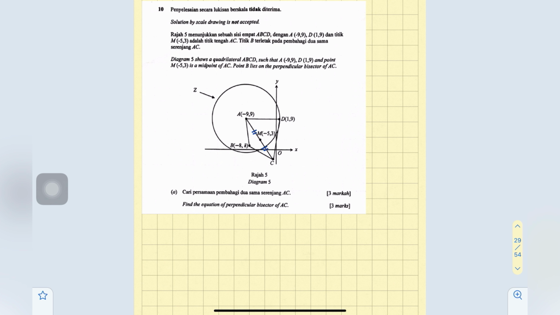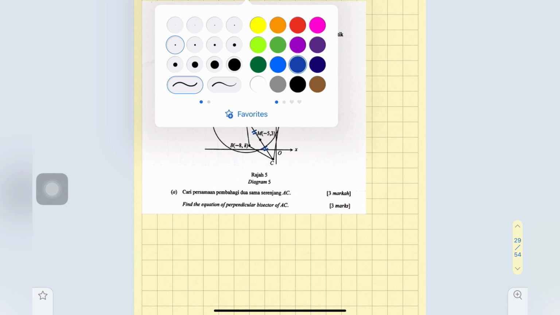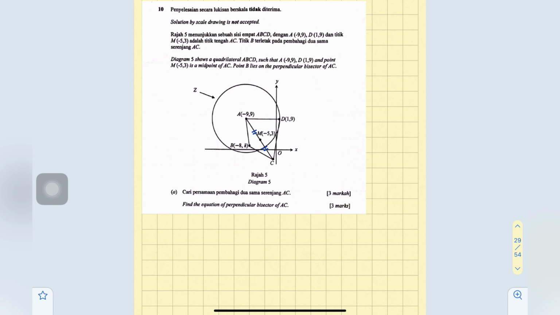Okay, A, find the equation of perpendicular bisector of AC. Okay, what is perpendicular bisector of AC? So, kita kena tahulah apa benda kita nak cari ni. So, meaning that equation of perpendicular bisector is a straight line yang membahagi dua sama, yang lalu M lah. Okay, so kita tahu ni straight line kan. So, Y equals to MX plus C. Kita kena cari dia punya gradient and intercept.